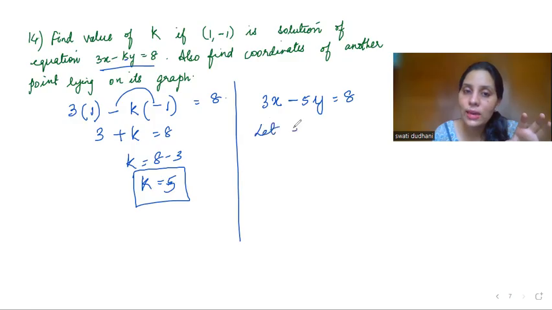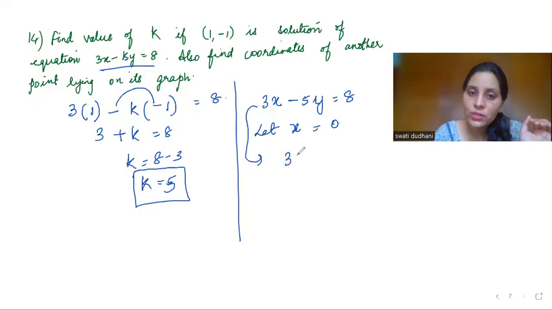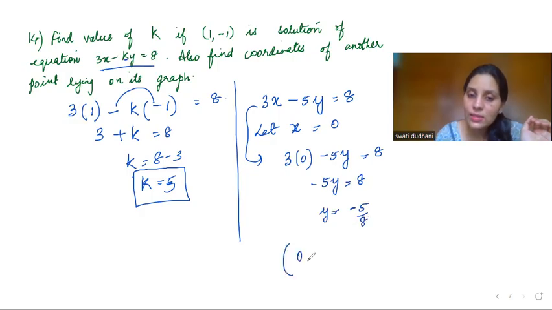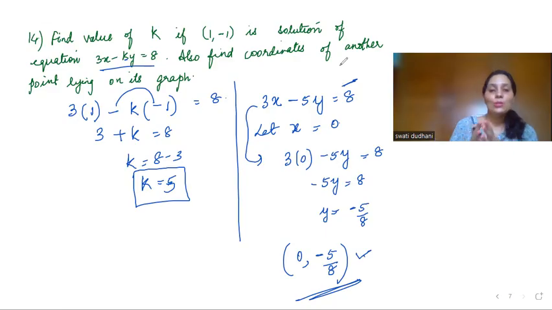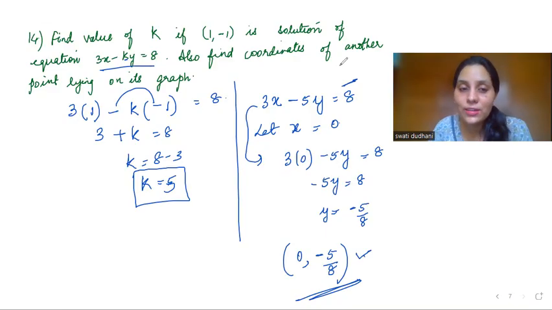So how do we do that? We can take any random value for x or y and substitute in the equation. So let me take x as 0. Substitute here, 3 into 0 minus 5y equals 8. So minus 5y equals 8 and y equals minus 8 by 5. So if x is 0, y is minus 8 by 5. This is one coordinate. So this is also a solution of this equation. This point also lies on this line. I hope this is clear. For any linear equation, you have infinitely many points, and it's very easy to find a few points if asked.